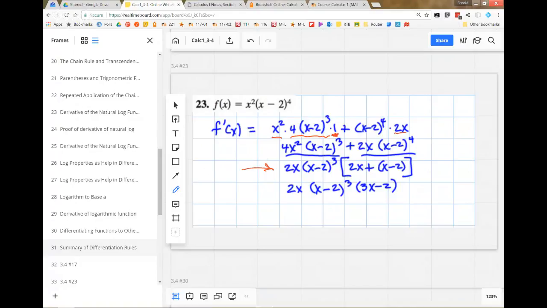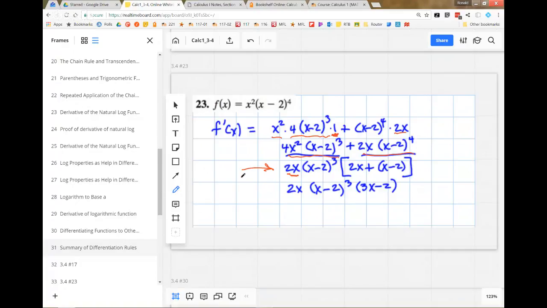So I have basically 2 terms here. They're underlined, those 2 things being added. And I want to factor it. Is there anything I can take out of the 4x squared and the 2x? Yeah, I could take out a 2 and an x. So that's why that's out there. Is there anything I can take out of x minus 2 cubed and x minus 2 to the 4th? Yeah, we could take an x minus 2 cubed out of each of them.